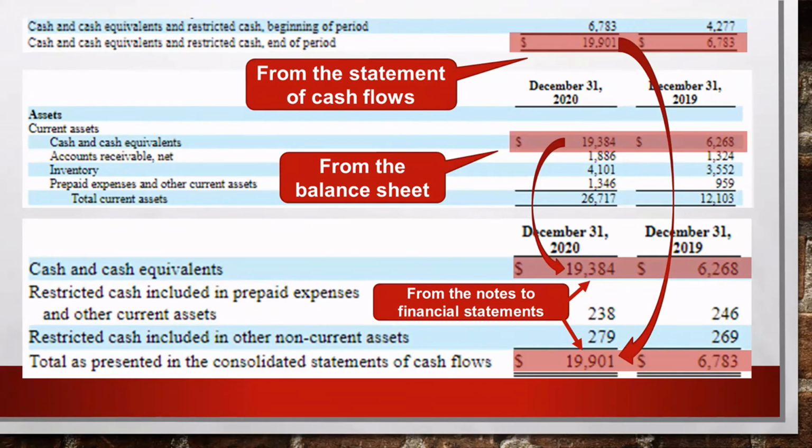You may notice that totals on the statement of cash flows and the balance sheet are slightly different. The difference is because the totals on the statement of cash flows include restricted cash. Restricted cash is not reported on the balance sheet with cash and cash equivalents. Tesla offers a reconciliation in the notes to its financial statements to help users of financial statements understand the difference. Part of the restricted cash is included in prepaid expenses and other current assets, and part is included in other non-current assets. When restricted cash is added to the balance of cash and cash equivalents on the balance sheet, the totals match cash reported on the statement of cash flows.